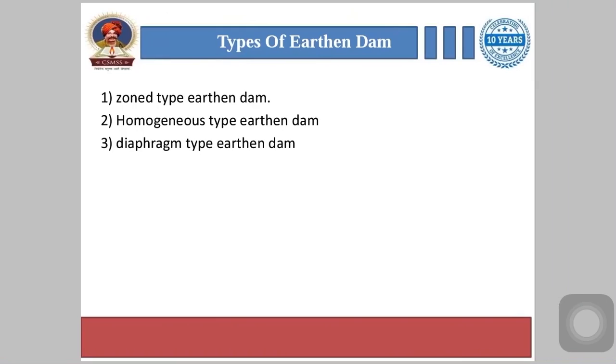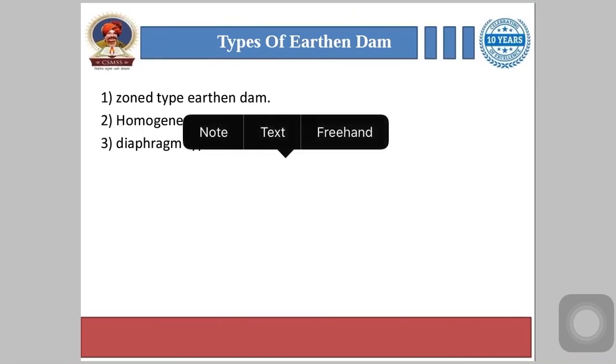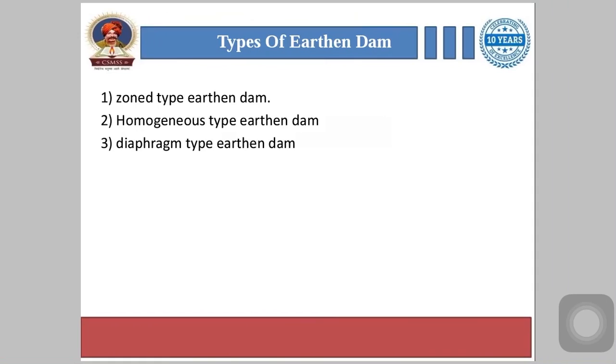This central impervious core is covered by the pervious transition zone, and this transition zone prevents piping through cracks which may develop in the core. The outer zone gives stability to the central impervious core. The main purpose of this outer zone is to protect the central core, and it distributes the load over a large area of the foundation.